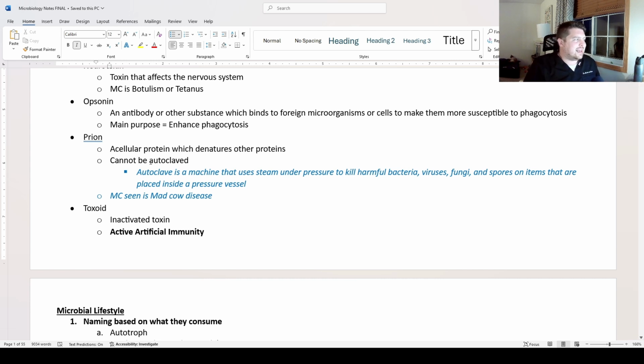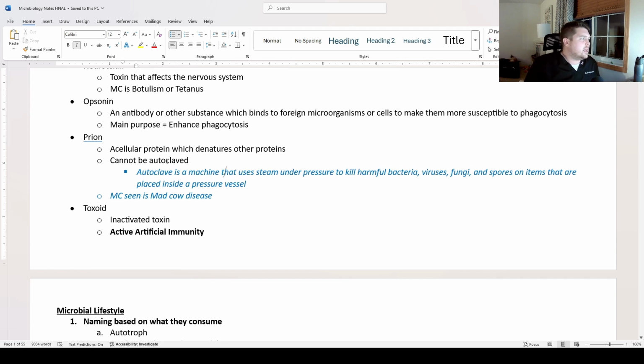One thing to note about prions is that they cannot be autoclaved. An autoclave machine uses super hot steam and super intense pressure to kill pretty much anything and everything that's on an object. This is actually one of the reasons why a lot of times when you're in a clinic now, they use the plastic disposable pinwheels for checking the dermatomes, because with the old metal style, technically you need to autoclave those in between every single usage to make sure that you don't spread potentially harmful bacteria.